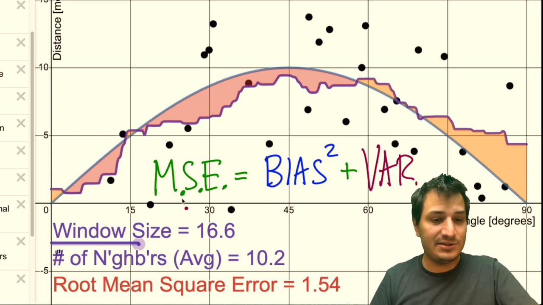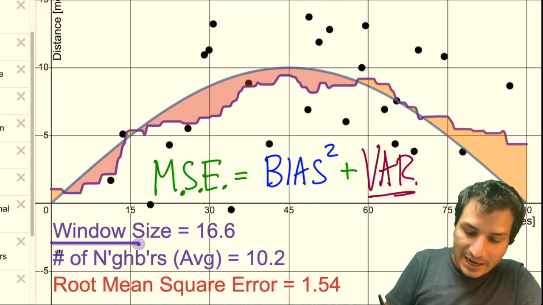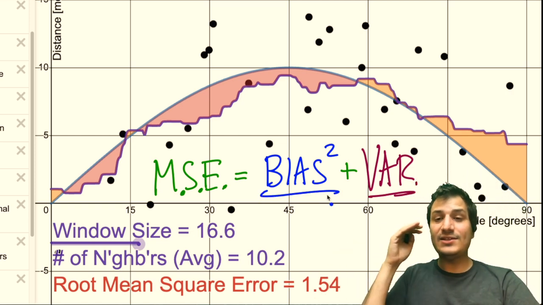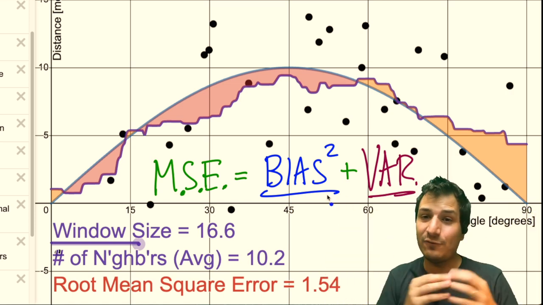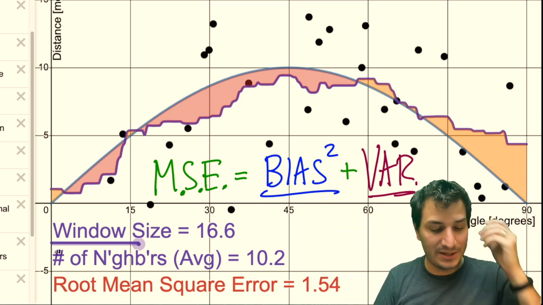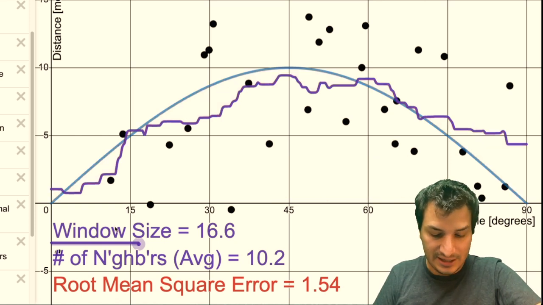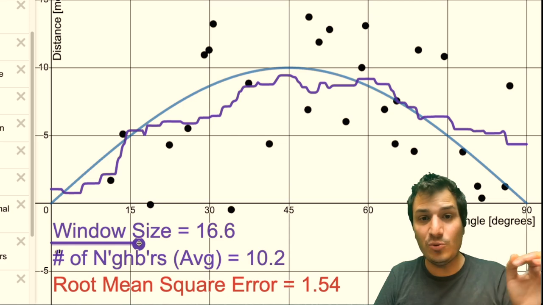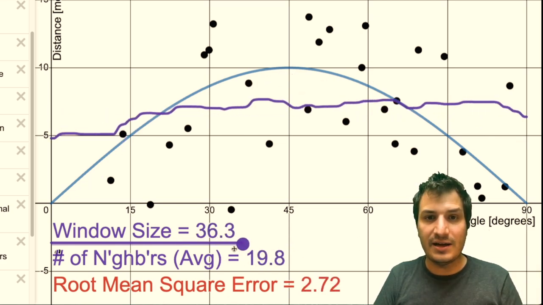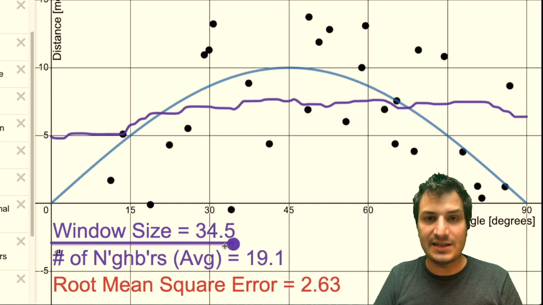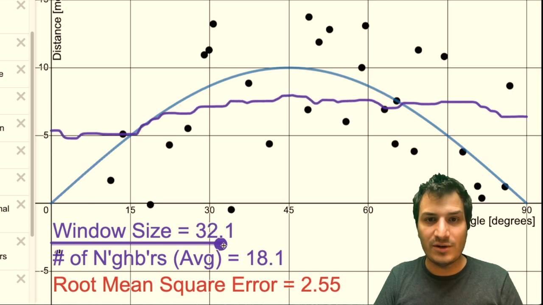To see what bias means and what variance means, I think the easiest way to visualize it is to imagine what would happen if you had a whole new data set. And fortunately in Desmos, this is very nice to do. So let me change a couple settings here and show you exactly what I mean in Desmos. Let's look at the super underfit model first. Let's make the window size, let's say 30 degrees, or let's do 35.